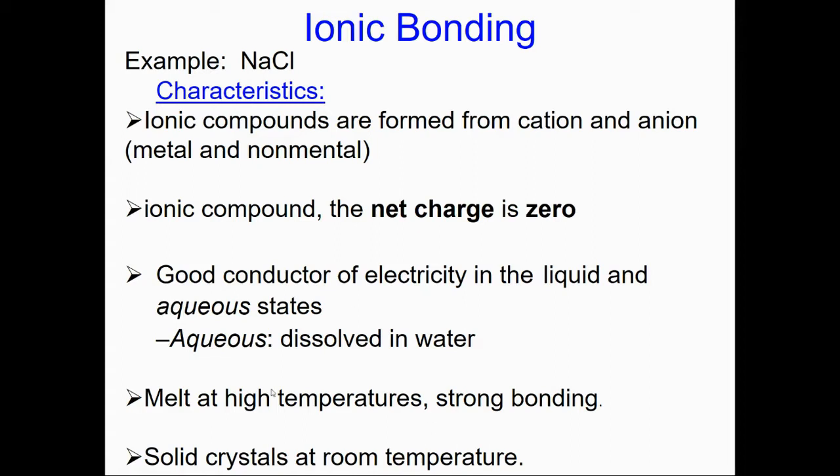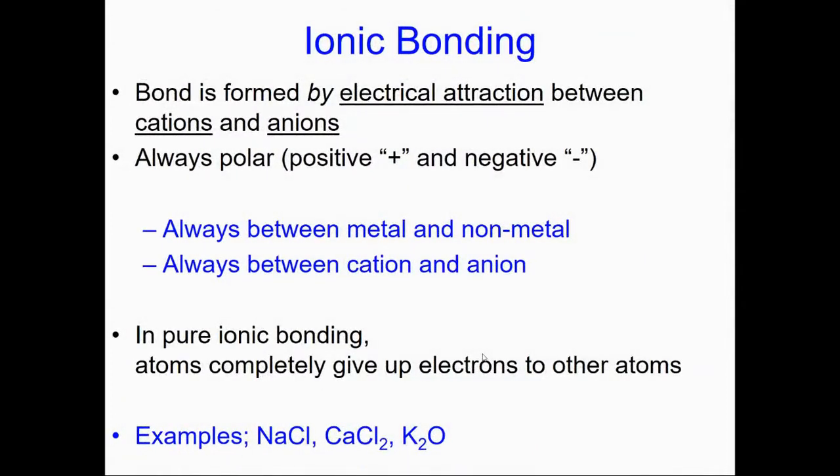Okay? Just like your metallic bonds, they also melt at high temperatures. They want to be solids. They melt at high temperatures, and it's a very strong bond, but it's not as strong as metallic bonds. And your ionic compounds tend to be solid crystals at room temperature, like table salt. Okay? So your ionic bond is formed by the electrical attraction between cations and anions, between something positive and something negative, and that makes them stick together.